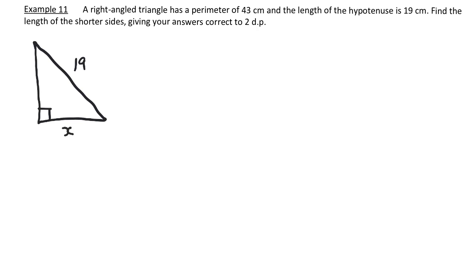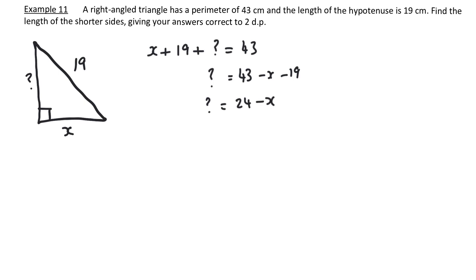Now what we know is the perimeter is 43. So that means x plus 19 plus, let's call it a question mark, is equal to 43. So the question mark is going to be 43, take away x, take away 19. So the question mark is 24 minus x. Okay, now we've got an expression for the height in terms of x. We've got our 3 sides, and we know in Pythagoras' theorem, a squared plus b squared equals c squared, where c is the hypotenuse and a and b are the other 2 sides.